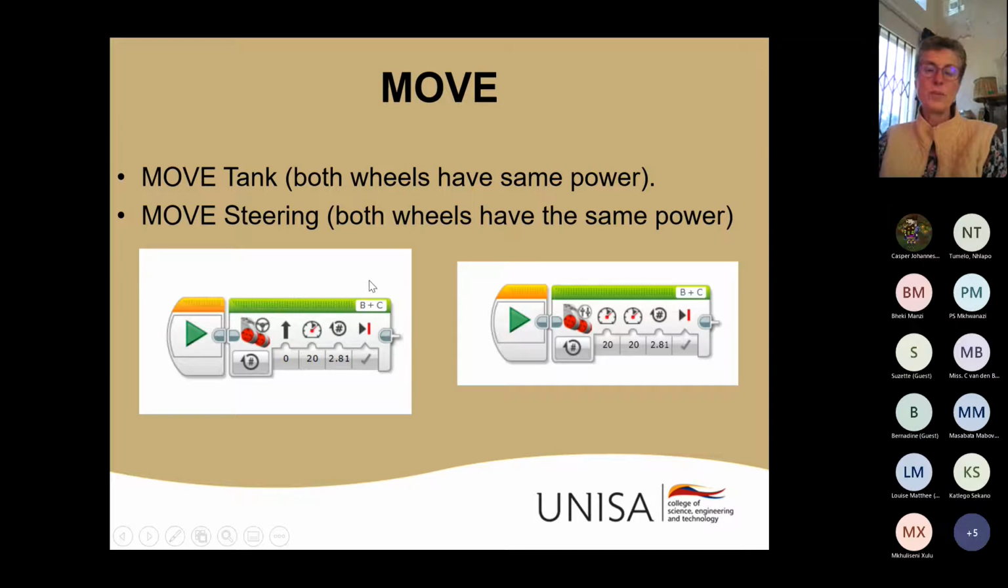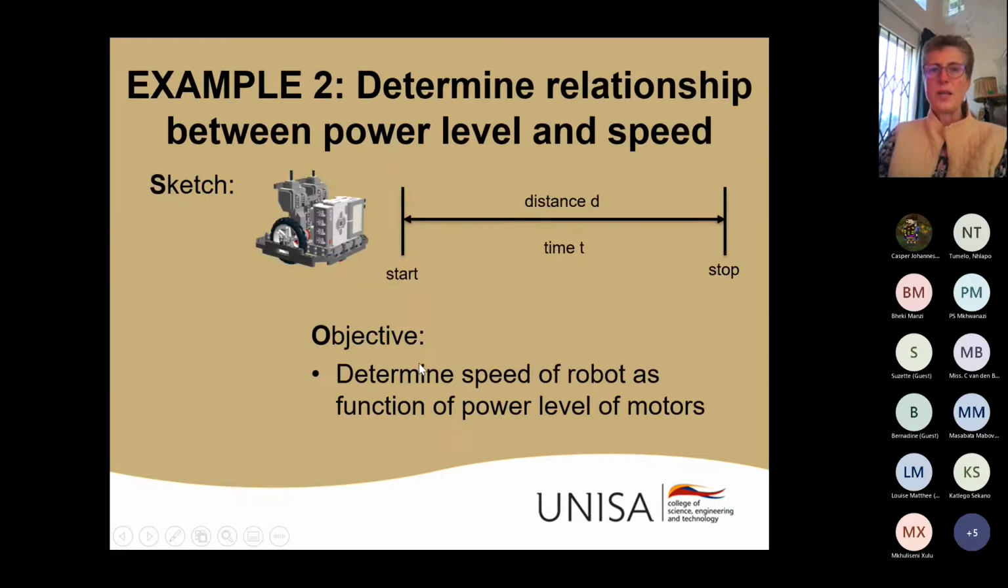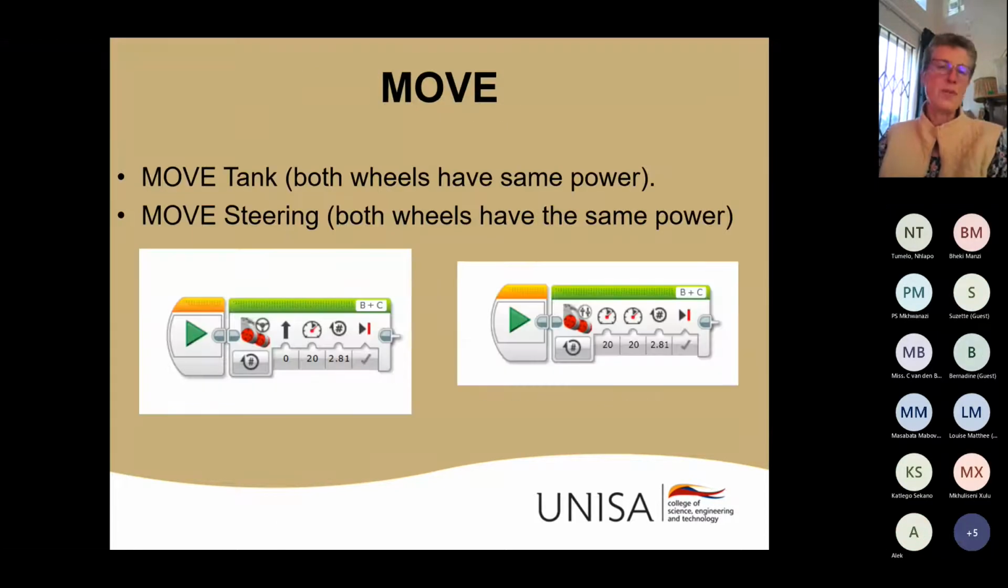This is just on the EV3 Lab version. The software will look like this. Here we're going forward with 20% power for 2.81 rotations. Or if we use move steering, both wheels must get 20% power. In move tank at 2.81, steering is going straight, and both wheels go forward. So that was example one. That's easy. It just moves forward and then it stops.